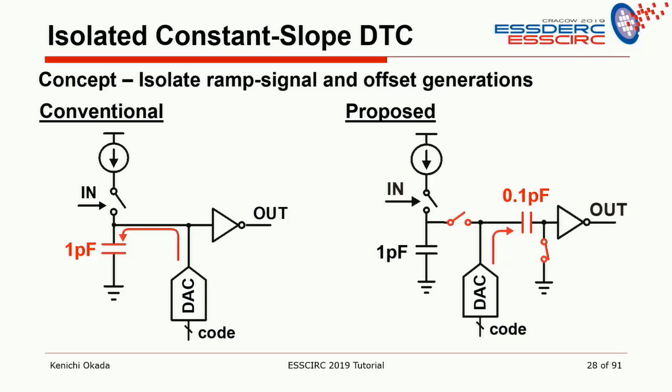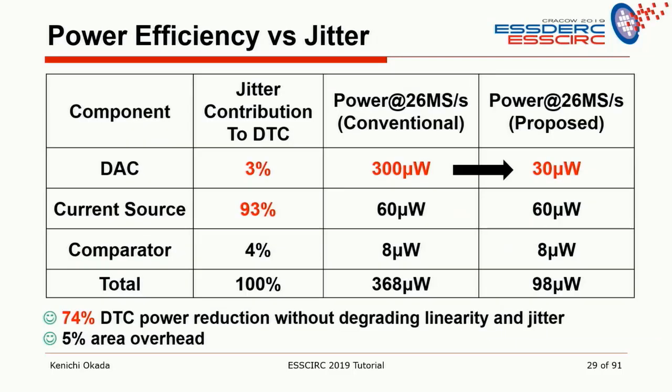So it causes two advantages. One is linearity improvement by ideal constant slope generation. One more thing is low power consumption of precharging. Okay, by applying the new architecture, actually a precharging DAC required a larger power consumption to charge the very large load capacitance for constant slope generation.